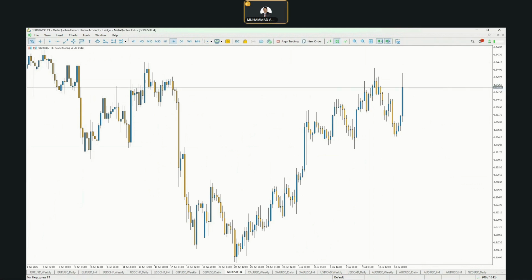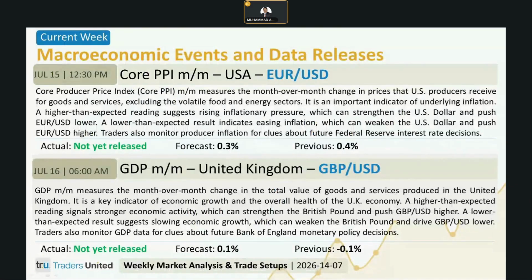The overall analysis is the GDP financial data report is one of the most important indicators of the UK economy. Markets expect economic growth to improve to 0.1% after the previous minus 0.1% reading. The previous reading was minus 0.1%. Forecast is 0.1%. The actual data is not yet released, but it is going to be released on July 16th at 6 a.m. UTC time.